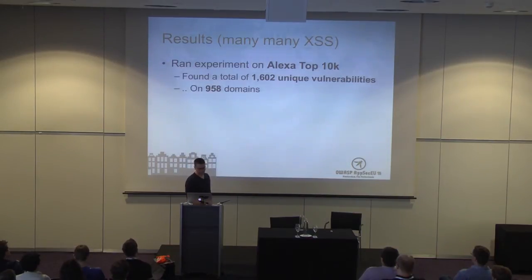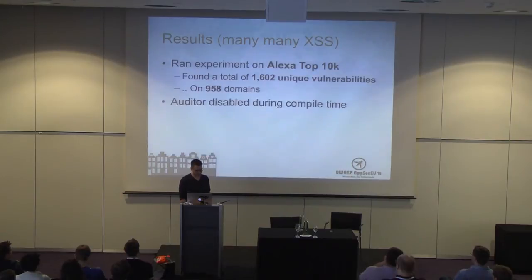In total, we found over 1,600 unique vulnerabilities spread across 958 domains, so roughly 10% of all the domains in our test set contained at least one of these XSS vulnerabilities. And we disabled the auditor during compile time. This is because just because this last line of defense protects us does not mean that there is not actually a vulnerability, right? There is still a vulnerability, it was just caught by the auditor doing its job.